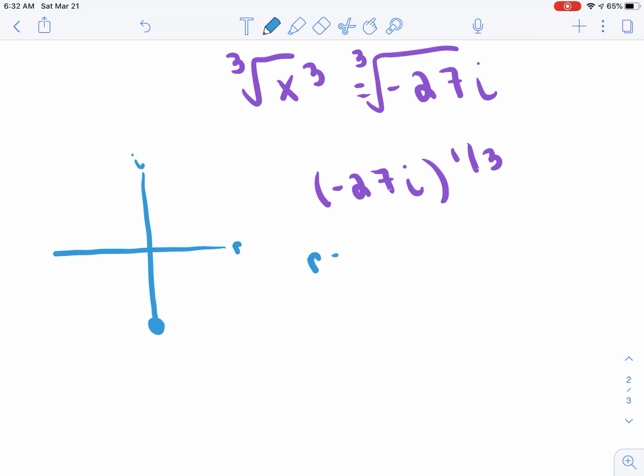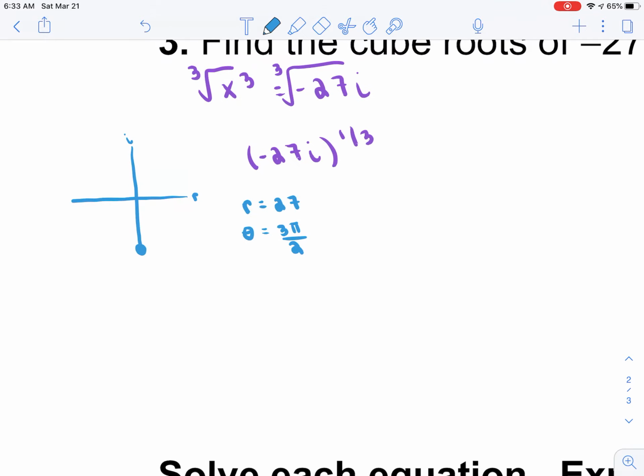So think your r value here is 27. That's your distance away from the origin. And then your theta is going to be 3 pi over 2. So once we find those values, we can write this in trig form, which is our step 1.